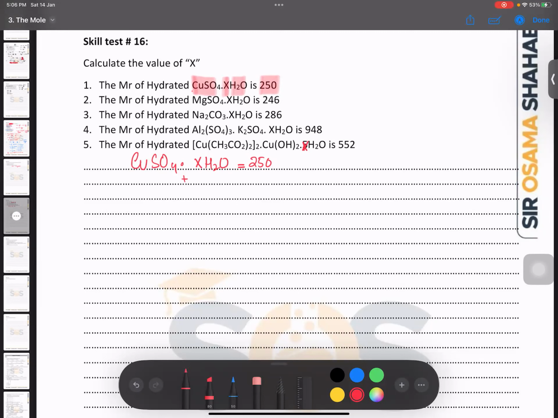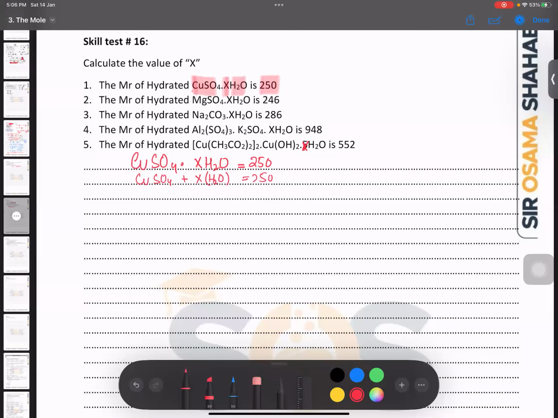We know that dot means plus, and we know that this X is actually a number, right? It's a stoichiometric number, and this number is going to multiply with water. You need to remember these 2 things only. Then you will solve this question very easily.